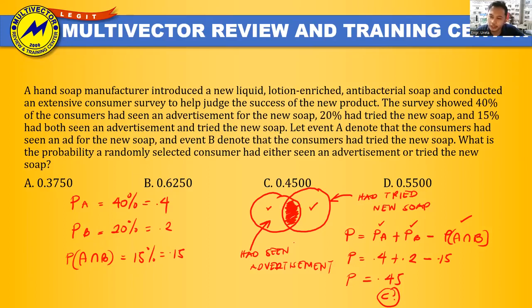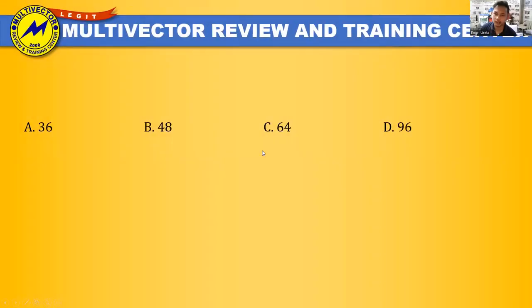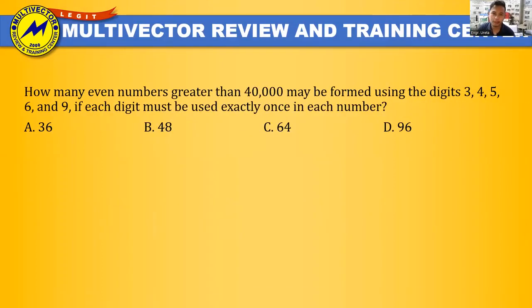Okay? Itong intersection na to is actually yung intersection ng A and B. Okay? So yan yung problem number 69. Okay? Next problem is problem number 70.